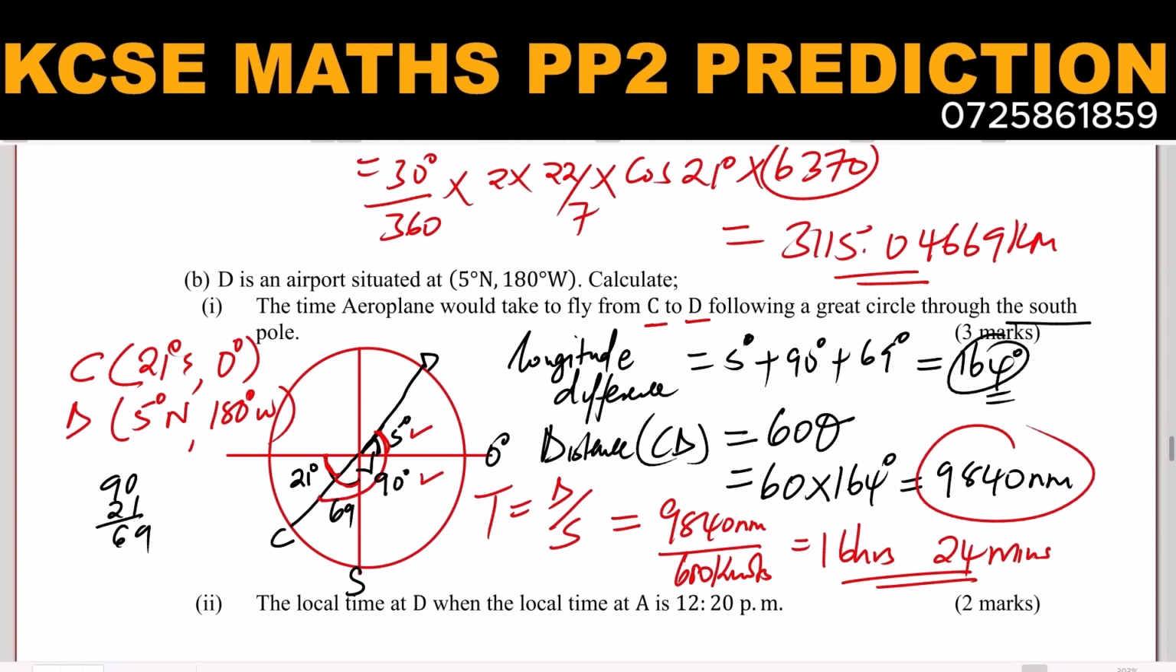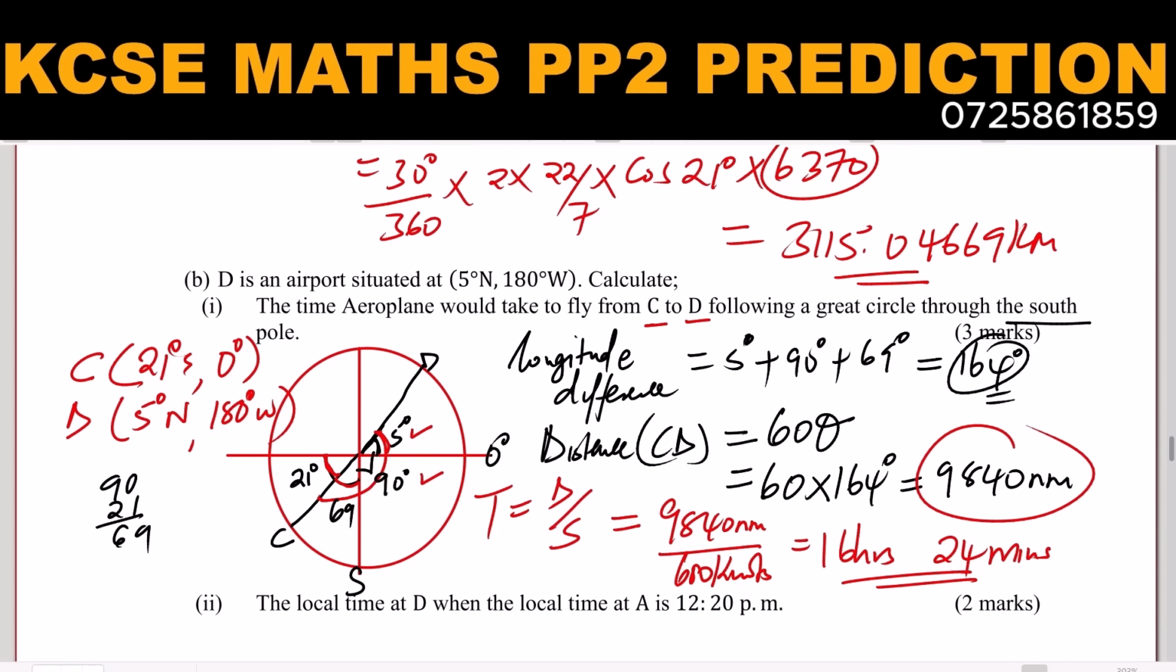Then part 2, the local time at D when the local time at A is 12:20 p.m. So when you are calculating time, we normally use the longitude. So we need to get the longitude of A, and then the longitude of D. The longitude of A is 30 degrees west. The longitude of D is 180 degrees west. So among these two, you're given the time at A. Time at A is 12:20 p.m. So you're supposed to find the local time at D.